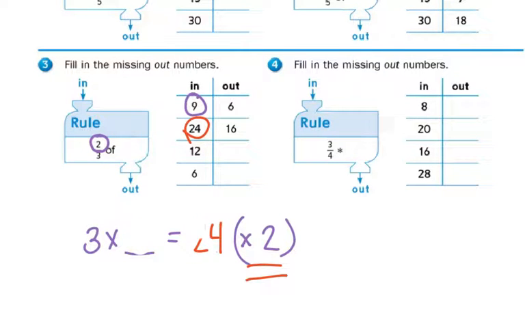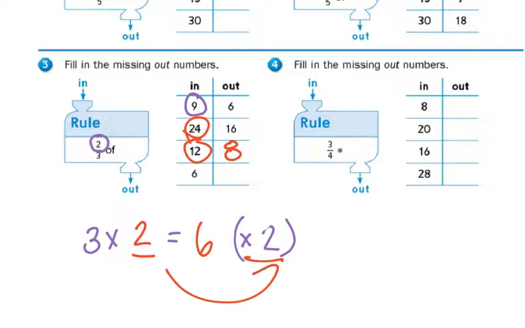So the next one is 12. So 3 times what gives me 12? 4, but we have 2 groups of 4, so 4 times 2 is 8. Next one, 3 times what would give me 6? 2, and we have 2 groups of 2, so 2 times 2 is 4.